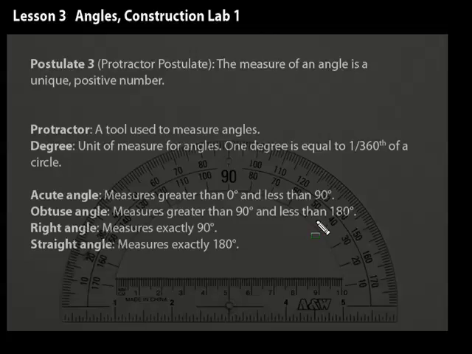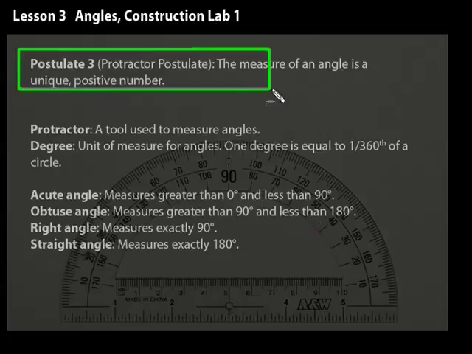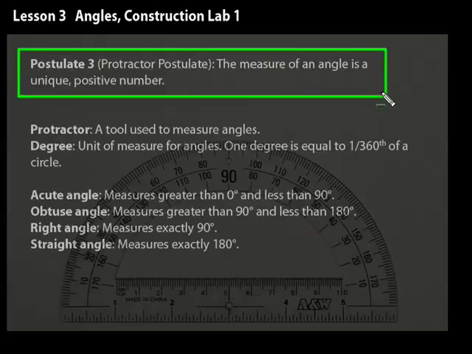Well, we have two new postulates in lesson 3, and the first one is called the protractor postulate. In your Saxon book there's a fairly involved, fairly descriptive postulate 3 for the protractor postulate, but I have a more simplified version, and it basically means the same thing. The measure of an angle is a unique positive number.